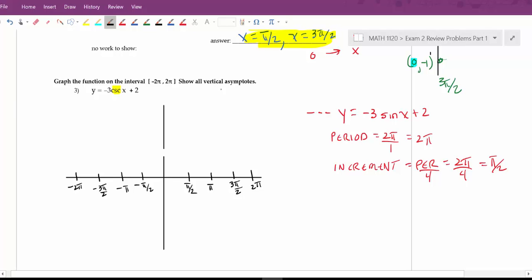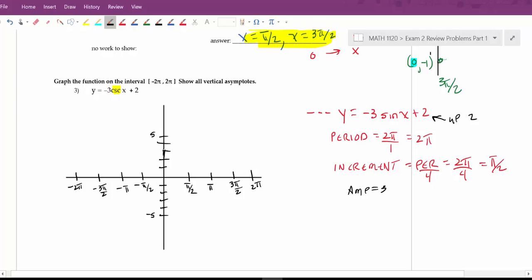And then a couple of things. We have an amplitude change. You have an amplitude of 3, and then you have an up 2 shift, so you probably want to make this go at least up to 5. So I'm going to take my y-axis and go 1, 2, 3, 4, 5, and then down 1, 2, 3, 4, negative 5 like that. That'll set up what we need.